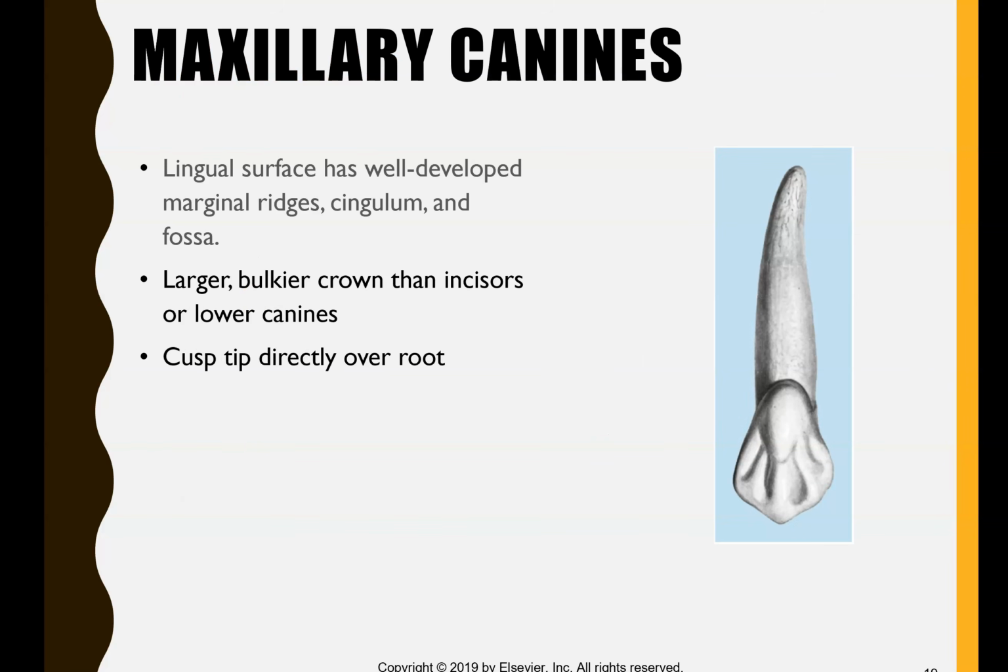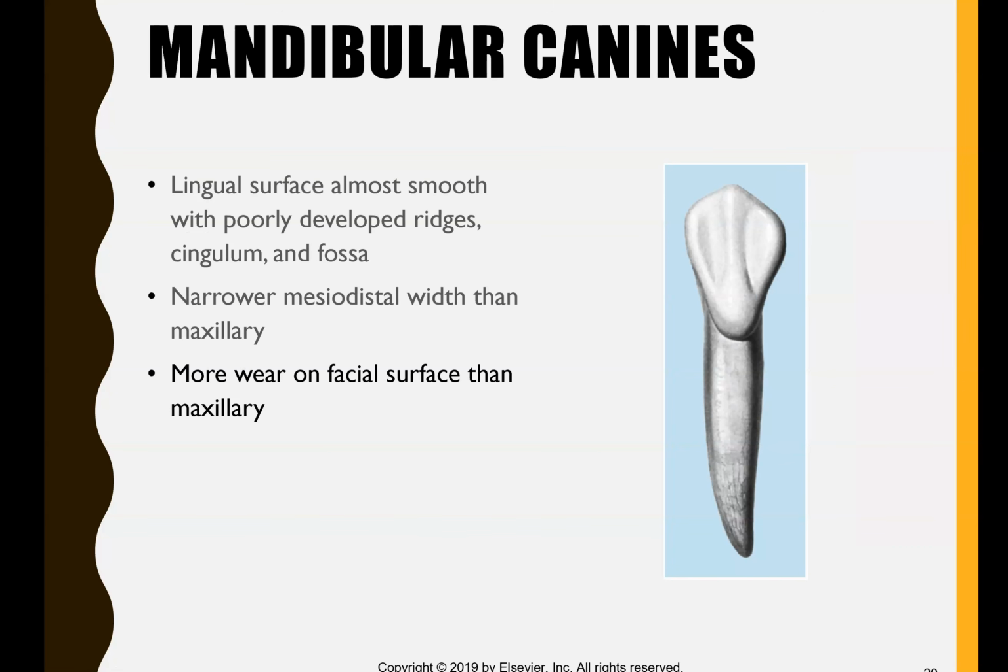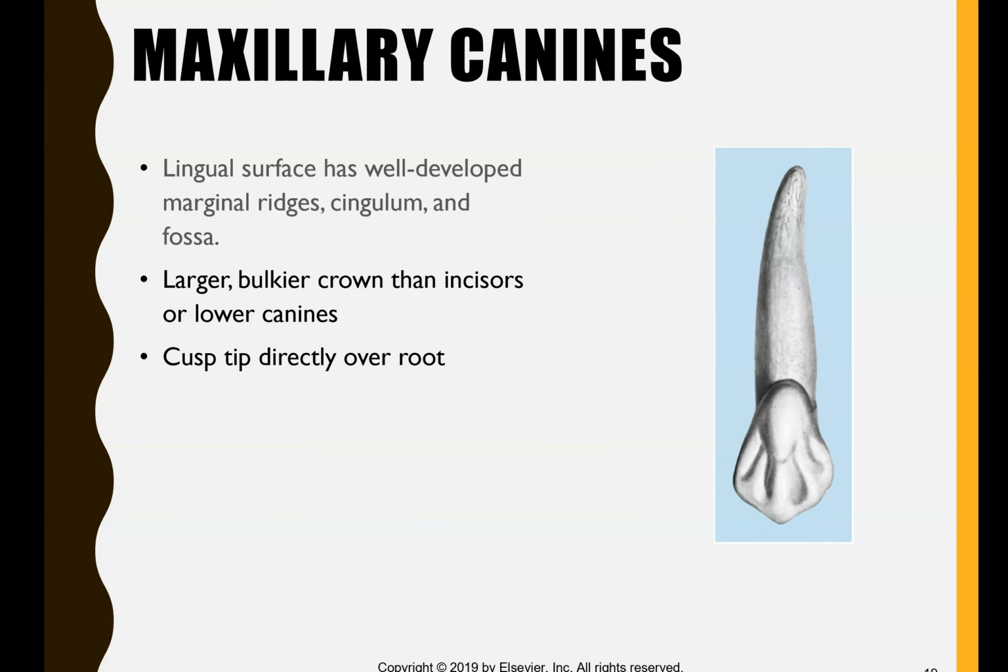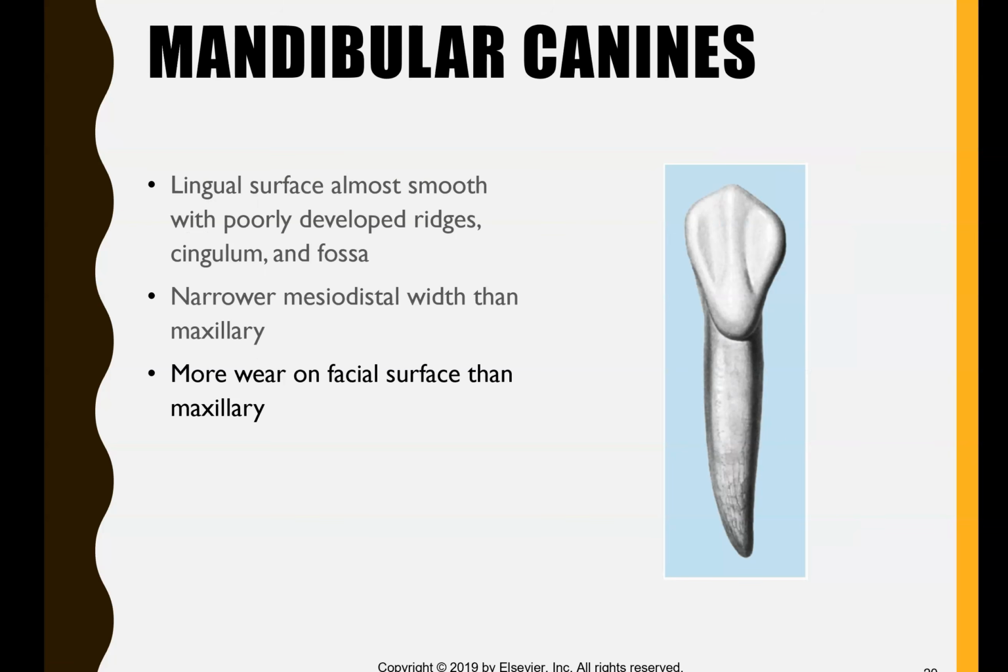Let's look at the canine. I want to show you the maxillary canine. Look at the lingual side of the maxillary canine. Then look at the lingual side of the mandibular canine. What's the biggest difference that you notice? Here again, maxillary canine. Here again, mandibular canine. Do you notice that the mandibular canine lingual surface is quite smooth? It doesn't have that many ridges. It doesn't have a huge, well-pronounced cingulum. And the fossa, that depression, is there, but it's not as pronounced.